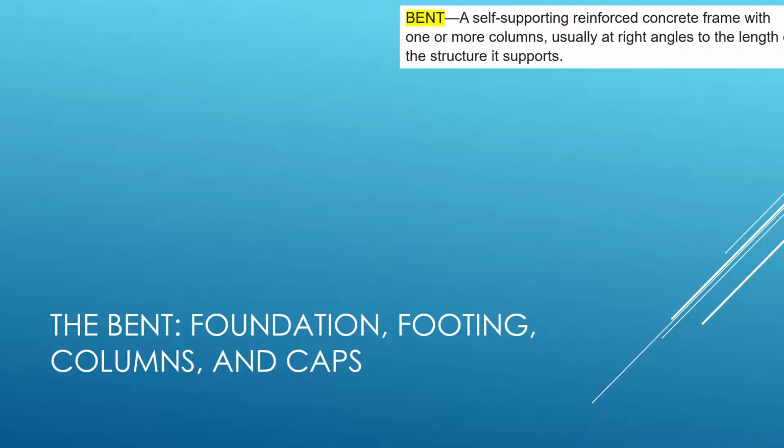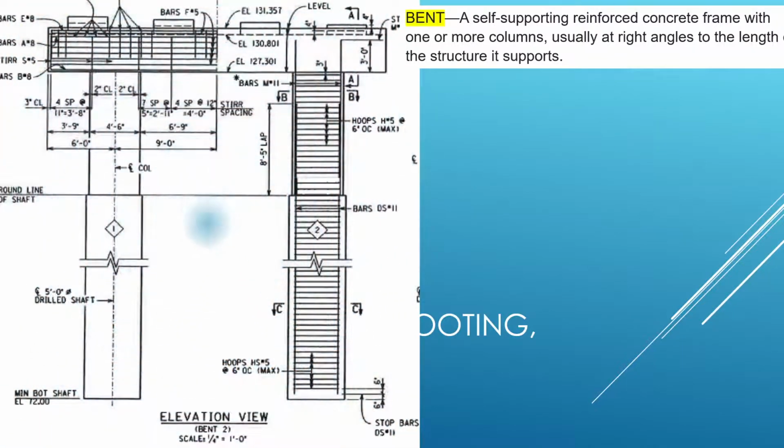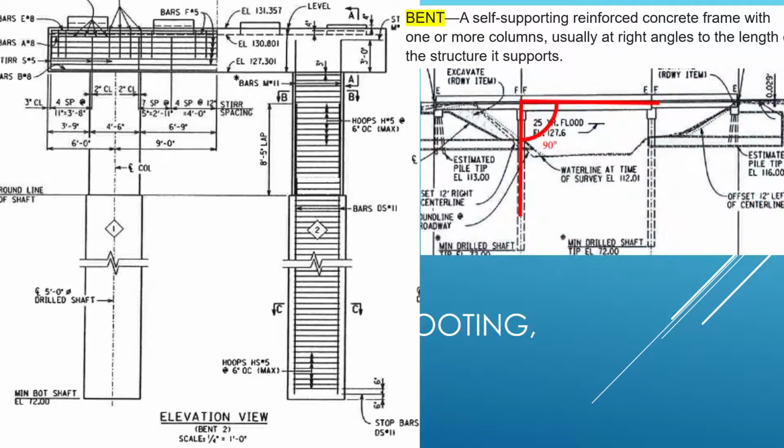The bent, foundation, footing, columns, and caps. The bent is a self-supporting reinforced concrete frame with one or more columns, usually at right angles to the length of the structure it supports. This is a bent. It's at a right angle to your bridge.